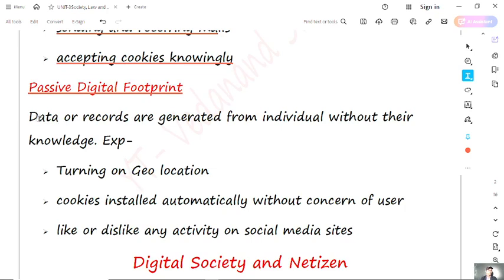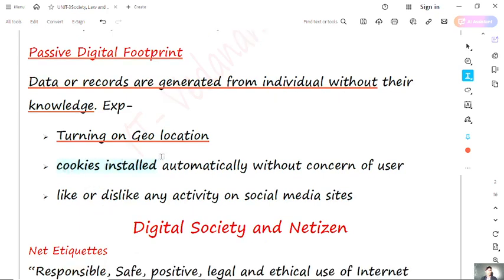Now the next is the passive digital footprint. What is it? Data or records are generated from the individual without their knowledge, meaning it is generated automatically. For example, turning on geolocation. When we are using Google or anything, it asks whether the system can take your location. Generally we say allow, which means they are getting our geographical location.